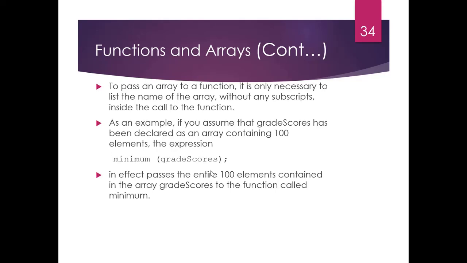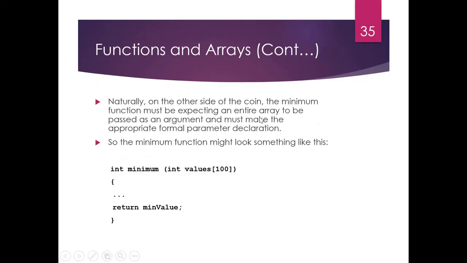The function name is minimum, and to the minimum function we pass the array. The name of the array is gradeScores and its size is 100. By just writing the array name, we can pass the entire array into the minimum function. Naturally, on the other side of the coin, the minimum function must expect an entire array to be passed as an argument and must make the appropriate formal parameter declaration. So the minimum function might look something like this.